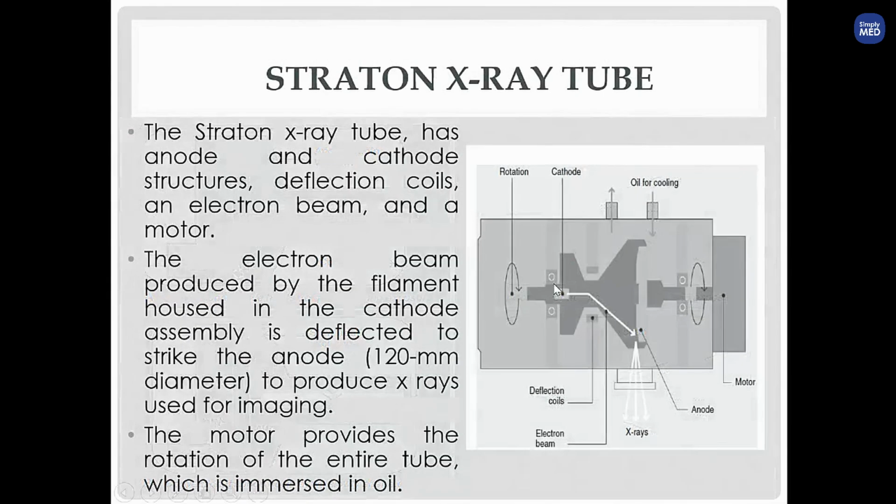In the rotating anode X-ray tube, only the anode will rotate. But here in the Straton X-ray tube, the anode and cathode, everything will be together like this, like a drum. There will be a cathode which will be sent to the anode, so the entire thing will be rotating. There will be oil for the cooling. The cathode assembly is deflecting to strike the anode. Like this, it will deflect, and the motor will provide the rotation of the entire tube, which is immersed in the oil.